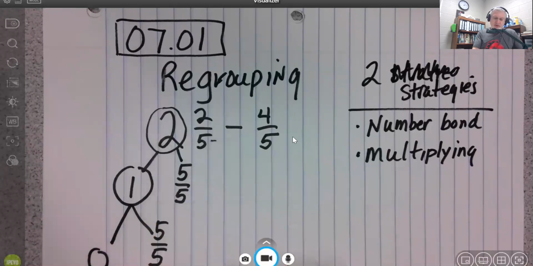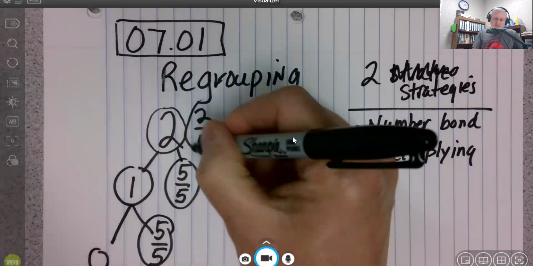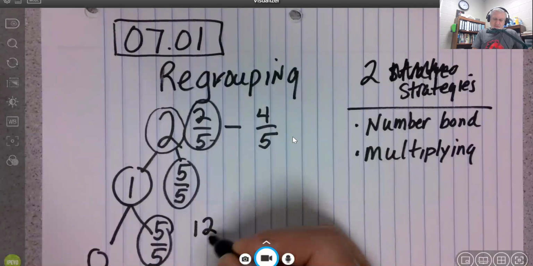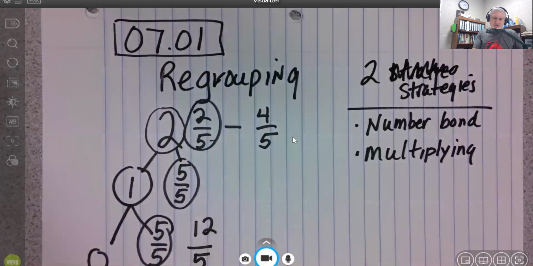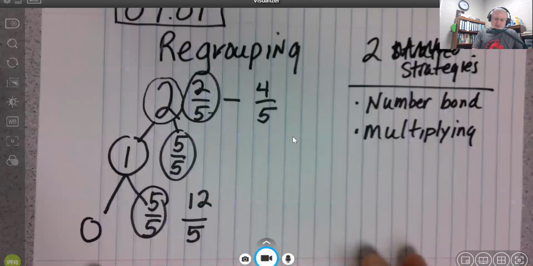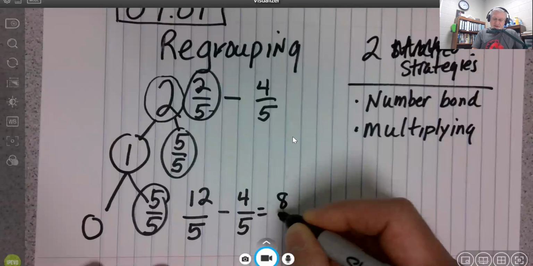So now what I want to do is I want to add each one of these together. So 5 plus 5 plus 2 is 12. So 12 fifths is the same thing as 2 and 2 fifths. And then you can subtract 4 fifths. And you get 8 fifths, all right?